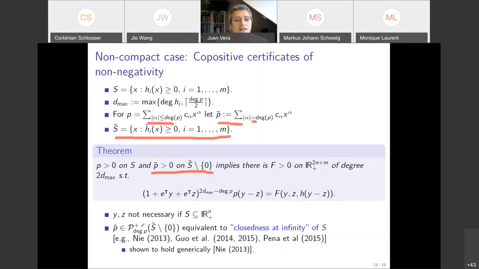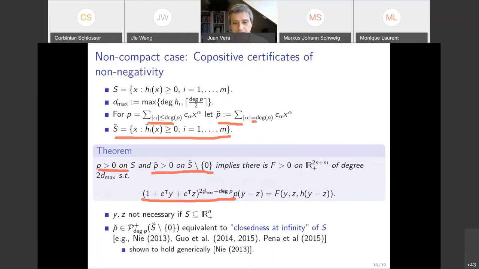And then for the theorem, we need two things. We need that P is positive on S, but then this homogeneous part is also positive on the homogeneous part of S. Then that will imply a similar theorem, but we just need to add a denominator. Notice that for this denominator, we know the degree. So again, we had the same degree bound for F, and we have the degree.